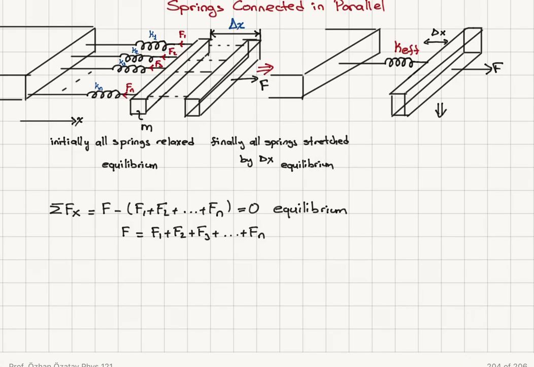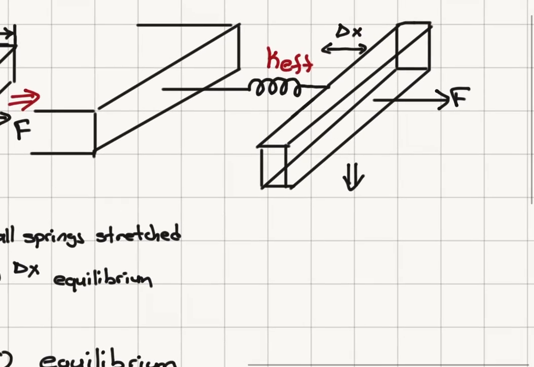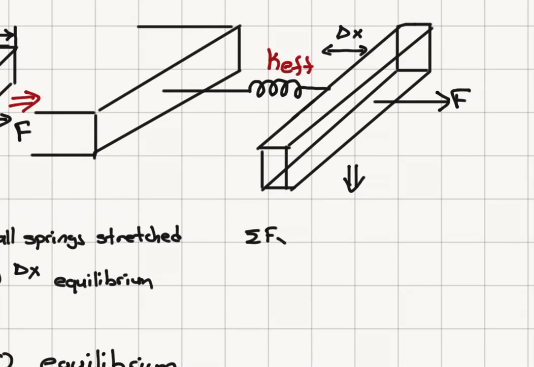And for that reason, F is going to be equal to F1 plus F2 plus F3 plus Fn. And those forces are K1 delta x, K2 delta x, K3 delta x, Kn delta x. So I find that the total restoring force applied by those springs will be balanced by F, and it's going to be equal to delta x times (K1 plus K2 plus K3 plus Kn), or in other words, I can write it this way: delta x times the sum over i from 1 to n, where n is the number of springs connected in parallel, of Ki.